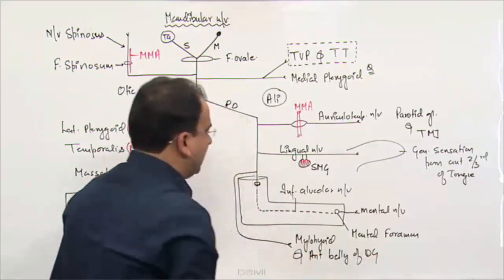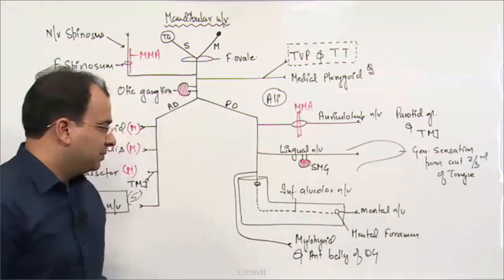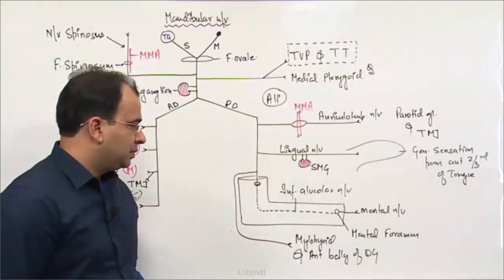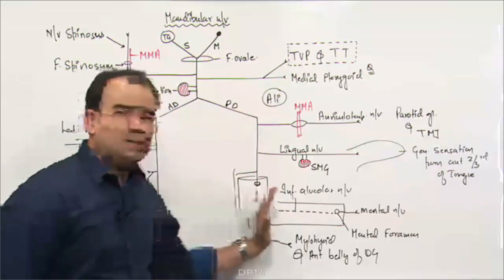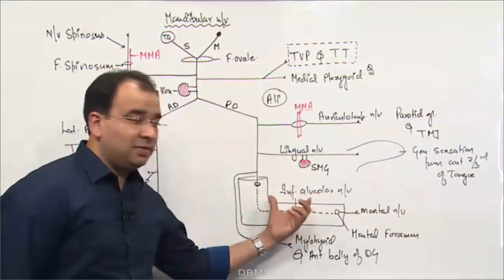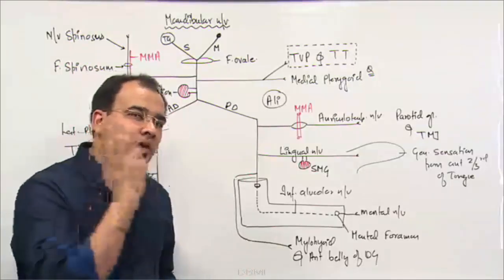Supplying the anterior belly of digastric. So inferior alveolar nerve goes inside the mandible, supplying all the alveoli. The reason we call it inferior alveolar nerve is because it is supplying all the alveoli in the lower jaw.